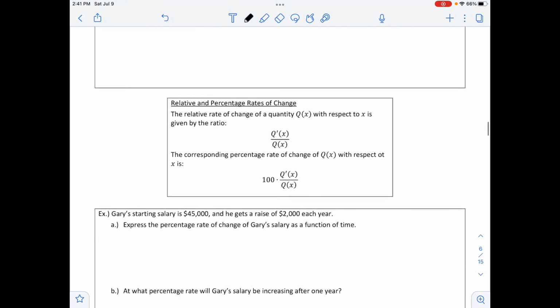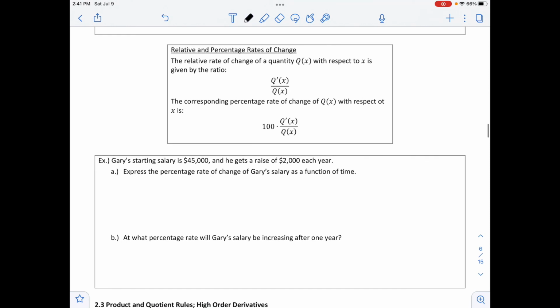Right below this, we have relative and percentage rates of change. So it says the relative rate of change of a quantity Q of X with respect to X is given by the ratio. This is the derivative of Q divided by Q. And then the corresponding percentage rate of change of Q of X with respect to X is 100% times that, or 100 times that. And that would give us a percentage.